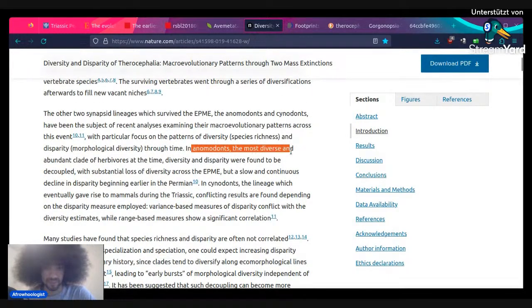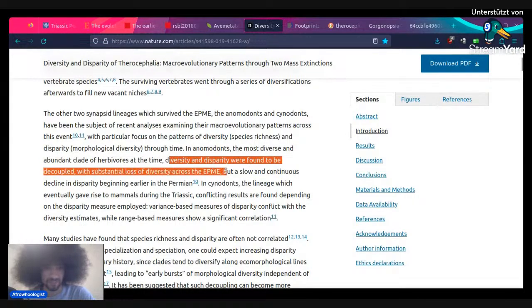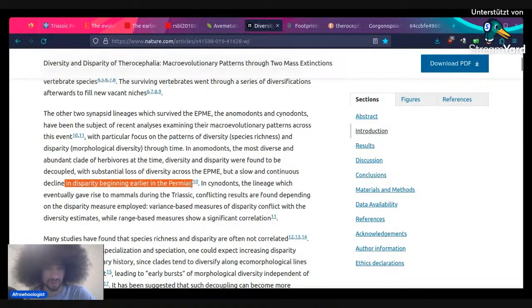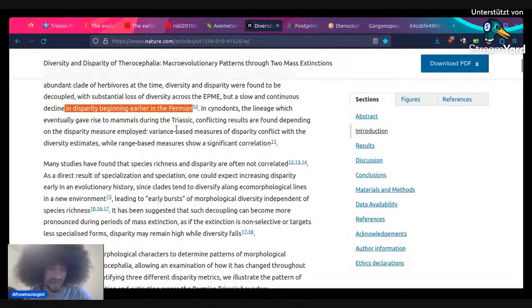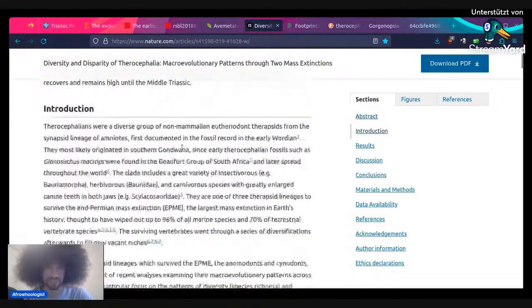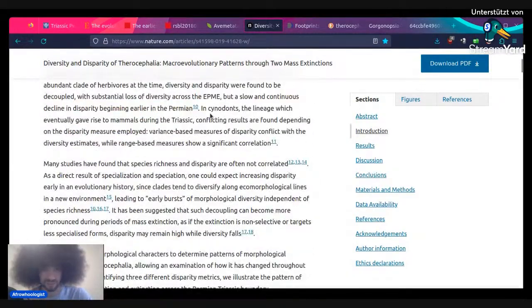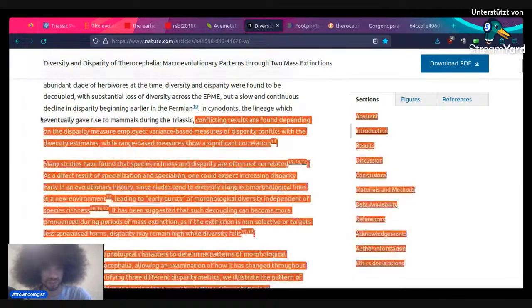So in anomodonts, the most diverse and abundant clade of herbivores at the time, diversity and disparity were found to be decoupled, with substantial loss of diversity against the EPME, but a slow and continuous decline of disparity earlier in the Permian. So they keep saying this decoupling of diversity and disparity. How did they survive the Permian if you're claiming that they were already declining in the Permian? How did they remain dominant? So already you see papers like this just kind of talk out their ass when it comes to what actually gives rise to extinction. They don't understand extinction.